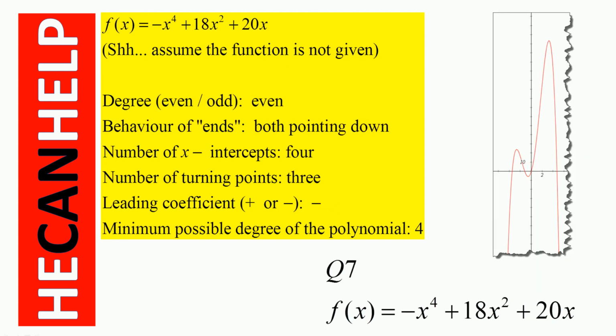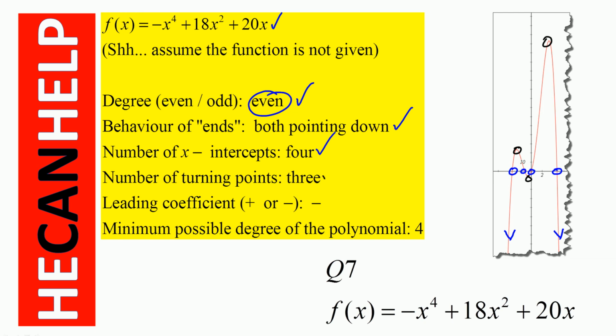Negative x to the power of 4 plus 18x squared plus 20x. What is the degree? Again, you see both ends pointing down. What is the degree of the polynomial? It is even. No question about that. Both ends are pointing down. Number of x-intercepts? 1, 2, 3, 4. No question about that. Number of turning points? 3. 1, 2, and 3. 3 turning points.